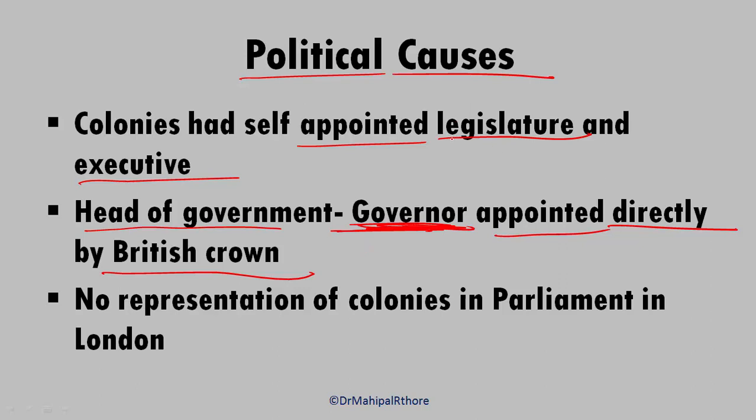But still, there was some sort of democracy. As I said, there was not absolute monarchy here. There was some power in the hands of the people, and this was the setup when the American Revolution started.